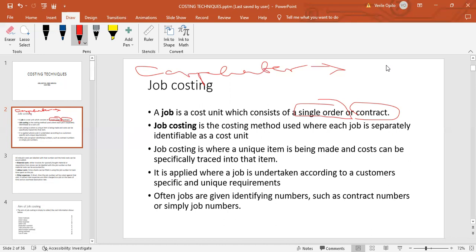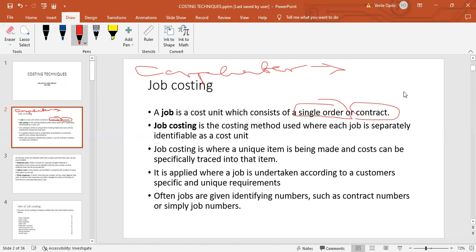And the aim of the job costing technique is to be able to account for each and every cost that the company has incurred. In this case, we have incurred this amount in terms of raw materials, labor, and other overheads or expenses. And this is now the total that the company has spent on this product. So job costing is only used in those organizations that produce a unique item, and costs can be specifically traced to each item that is produced.